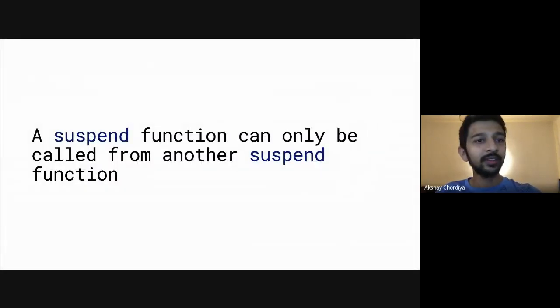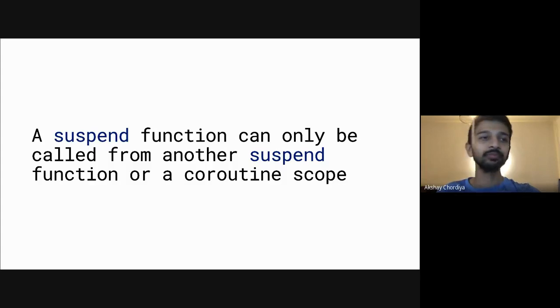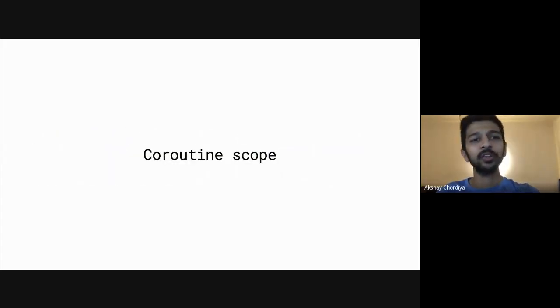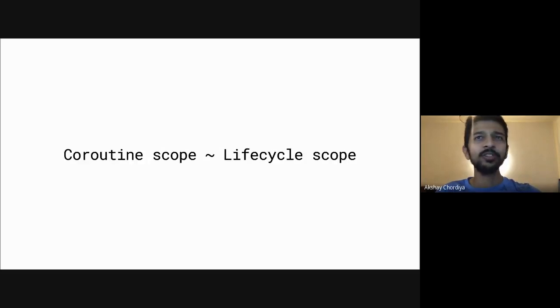So one key thing to remember is suspend functions can be called either from another suspend function or from a coroutine scope. So let's look at what coroutine scope is. A coroutine scope basically represents the scope of the coroutines. Each coroutine needs to run in a scope, and when the scope is destroyed, all the running jobs inside the scope are also stopped or cancelled. This scope is generally associated with the lifecycle for simplicity.